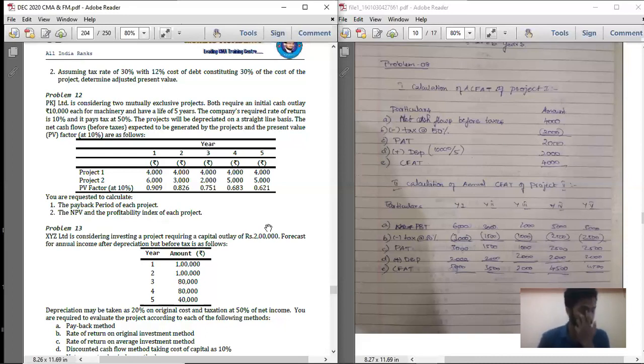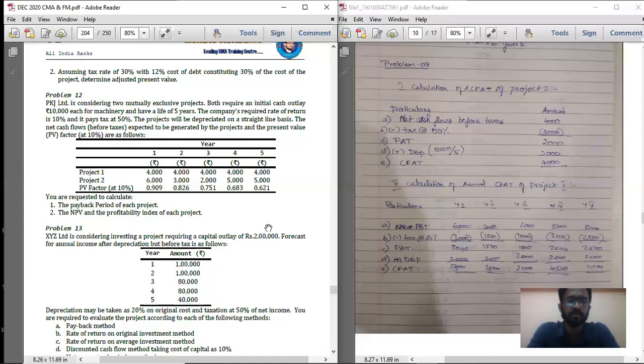Like how we did in the previous sum, with the same concept and same steps, we can solve problem number 12. So come to the notes. Take down problem number 12.